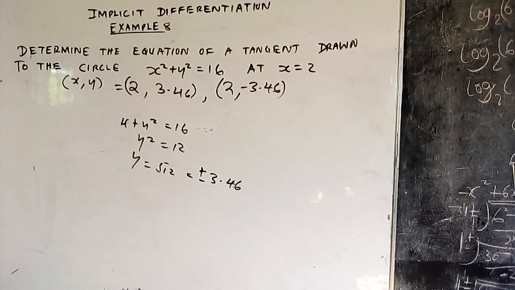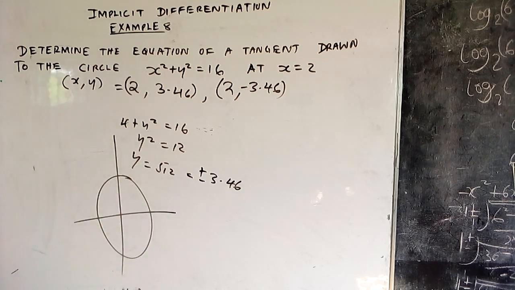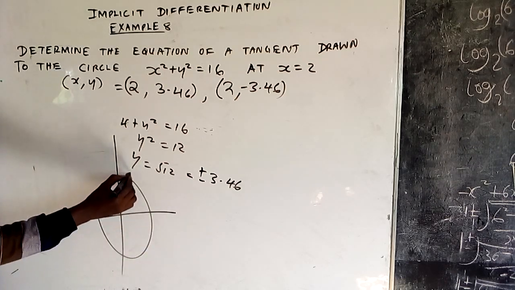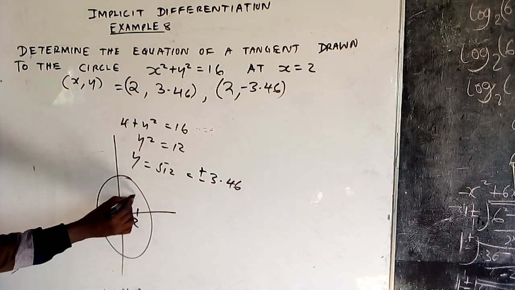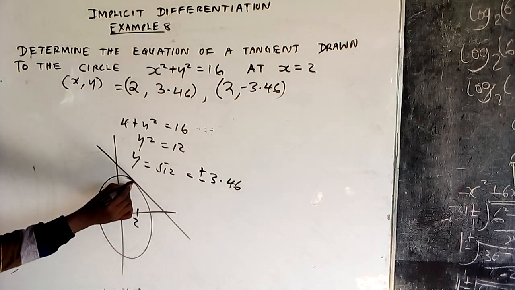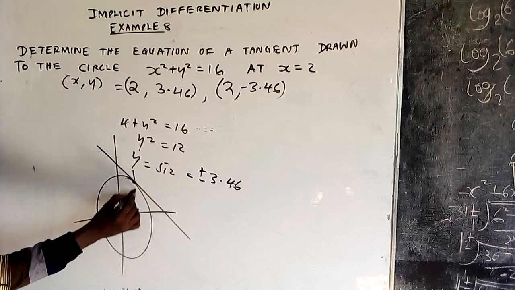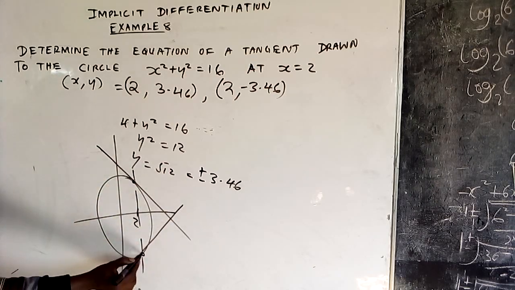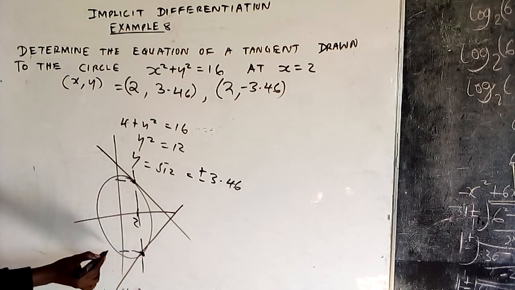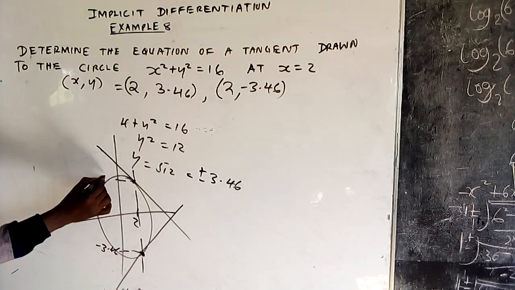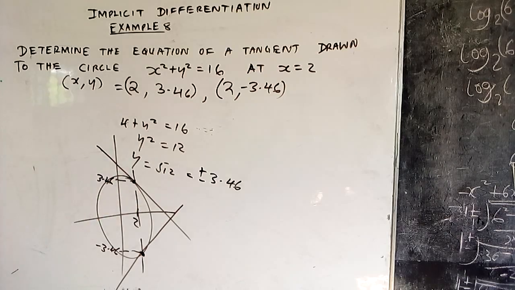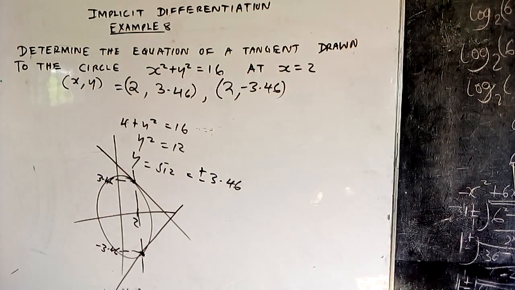Are you seeing that? Are we together? Meaning in this circle, if the point x equals 2 is here, one of the y values is here and one tangent is passing like that. When x is 2, the other tangent is passing like this. The y is positive, y is negative: negative 3.46, positive 3.46. So there are 2 tangent lines. Meaning in this circle, we are dealing with 2 different tangent lines, isn't it?